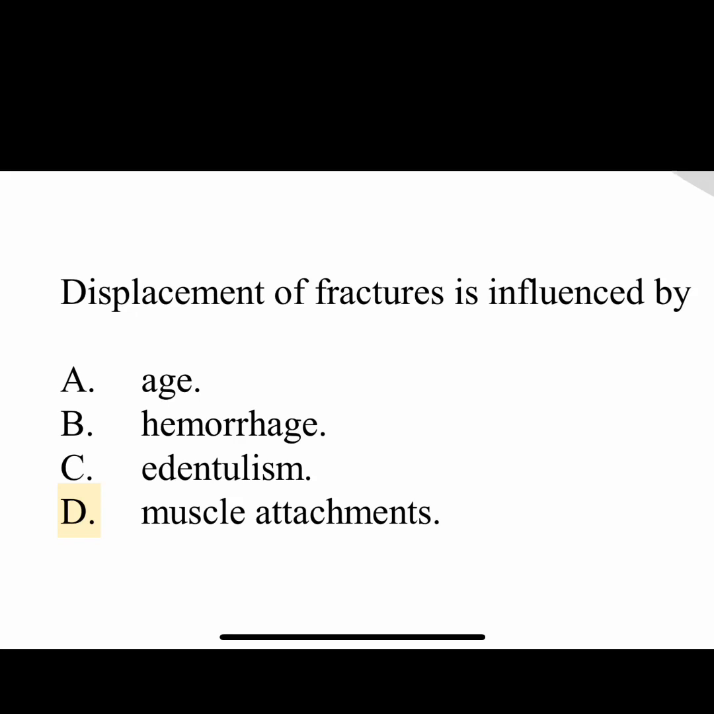Displacement of fractures is influenced by, answer is D, muscle attachments. If the muscle is attached to a particular portion of the bone and there is a breakage or fracture, and one part of the bone has been tied together with a ligament to another part of the body, the broken part will be moved away from the part that has been held together by another piece of ligament on the other side, and will be moved away by the force or the pull of the muscle that has been attached to the broken part of the bone.